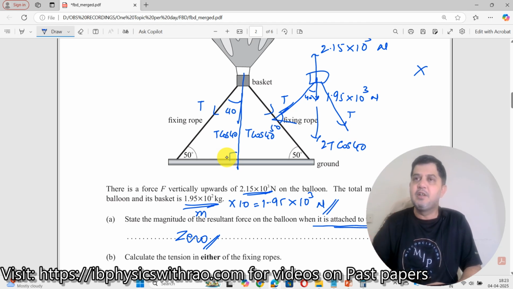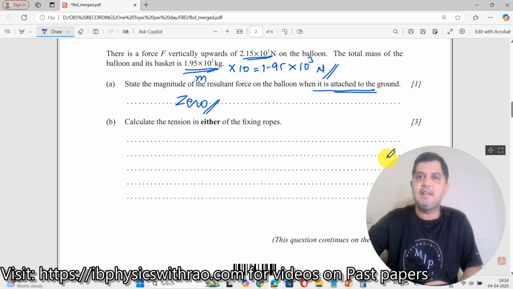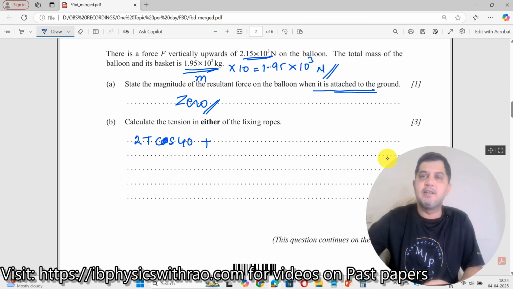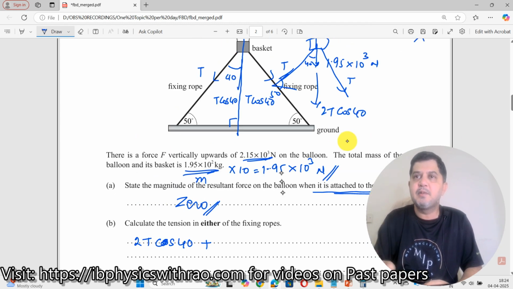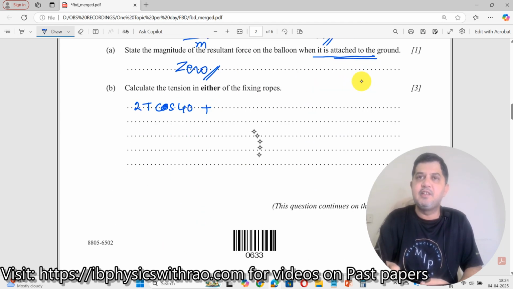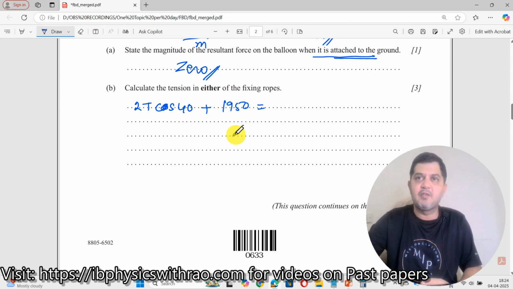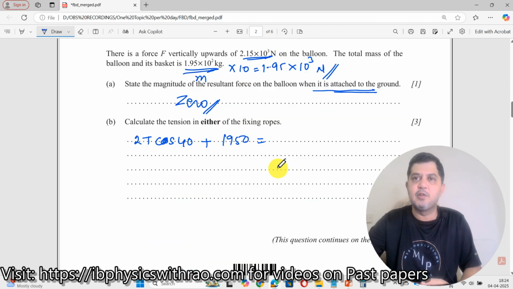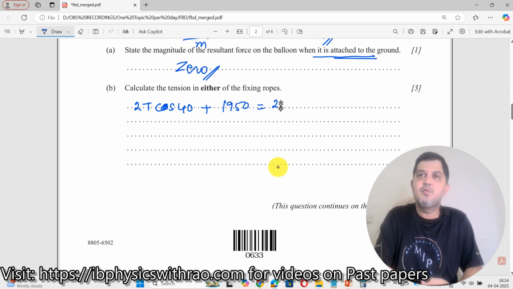So what should you do? You should just equate them and then solve it. So what I will do is write this as 2T cos 40 plus 2T cos 40 plus, what is this force here? 1.95 into 10 cube. I will expand this and write it as 1950. These are the downward forces. Sum of the downward force is equal to sum of the upward force. What is the upward force? 2150. I multiply it by 1000, I get 2150 here. So I'll write this as 2150.